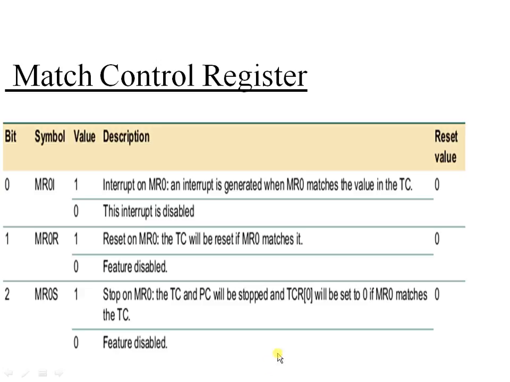So here you can take 3 actions for a single channel. If this particular bit is programmed to 1, then when MR0 becomes equal to TC, you can generate an interrupt. Or, if this bit is programmed to 1, then TC gets reset. Or else you can also stop TC as well as PC.